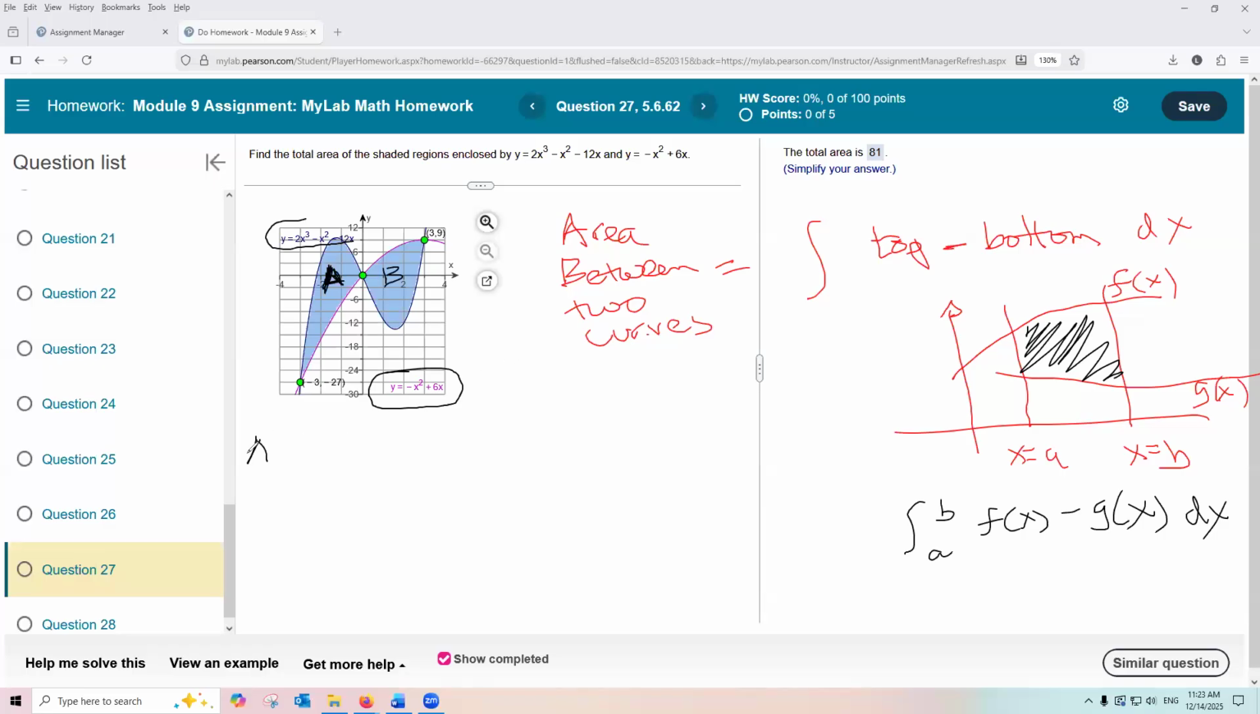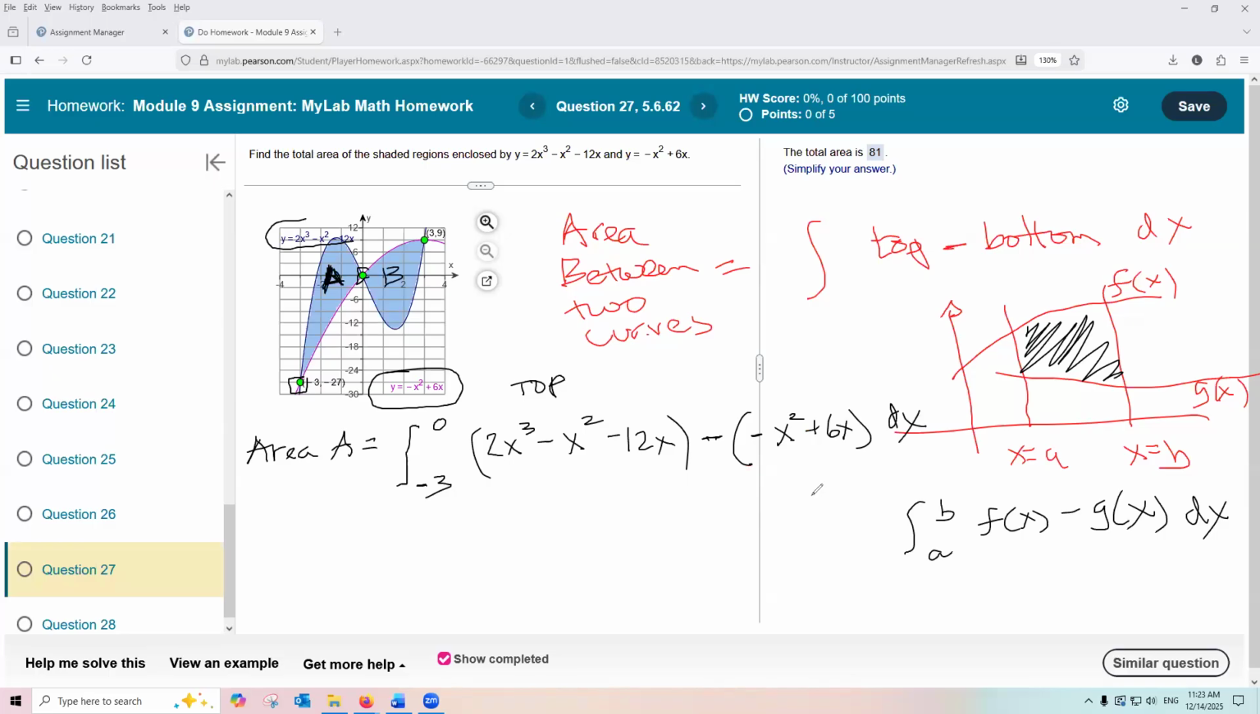So let's find area A. Again, I'm going to set up the integral. Area A is the integral. Let's see, the left bound is negative 3. The right bound is 0. The top curve is 2x to the third minus x squared. I think it says minus 12x. So this is the top curve. Now I'm going to subtract the bottom curve. That's the negative x squared plus 6x. And I can work this integral out and get a numeric value.